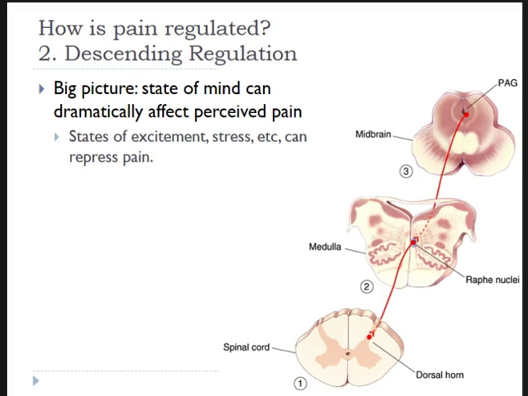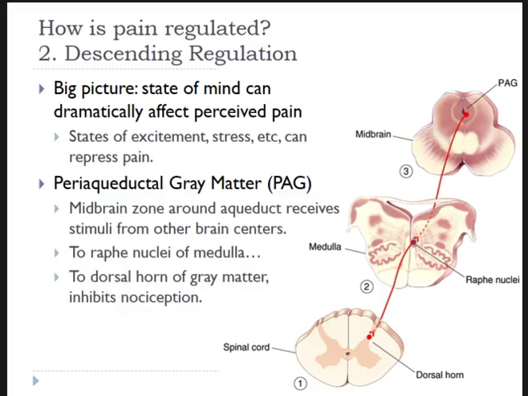In part, what might have happened to inhibit that pain signal when you got scraped is that you had descending regulation going on, where your state of mind, you were excited or stressed or something, was causing you to repress pain. The way it seems to work is that information from your emotional centers within your brain, and other kinds of inputs as well, may feed into areas of the brain like the periaqueductal gray matter.